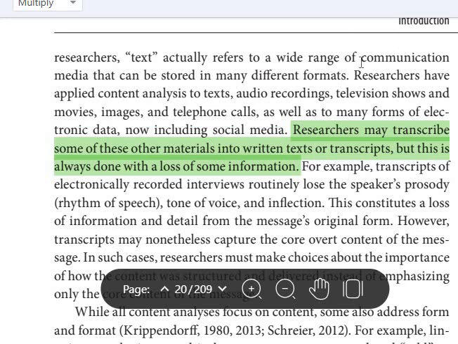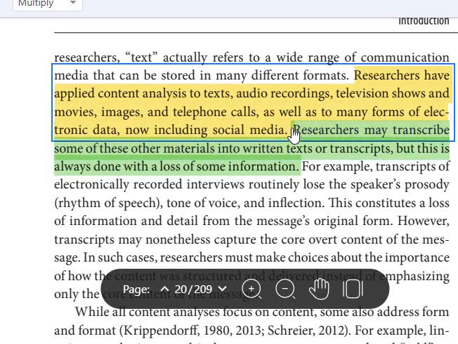Okay, so it says here that it should not always be written. You can hear it. It can be shown. It can be heard. Researchers have applied content analysis to text, audio recordings, television shows and movies, images and telephone calls also, as well as to many forms of electronic data, now including social media.